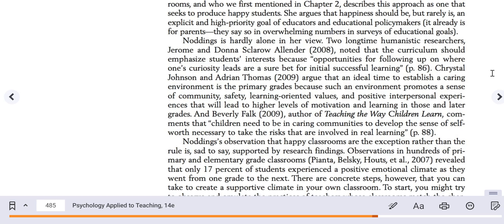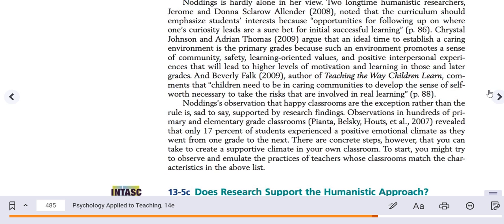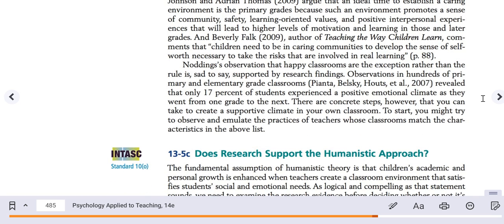And Falk, author of Teaching the Way Children Learn, comments that children need to be in caring communities to develop the sense of self-worth necessary to take the risks that are involved in real learning. Noddings' observation that happy classrooms are the exception rather than the rule, sad to say, is supported by research findings. Observations in hundreds of primary and elementary grade classrooms reveal that only 17% of students experienced a positive emotional climate as they went from one grade to the next. There are concrete steps, however, that you can take to create a supportive climate in your own classroom.